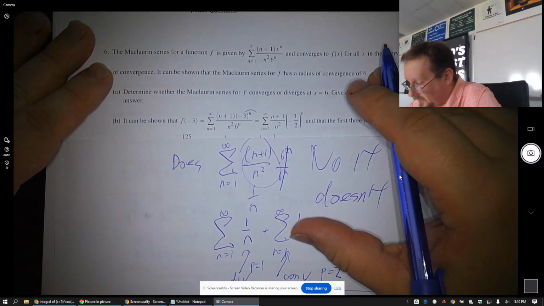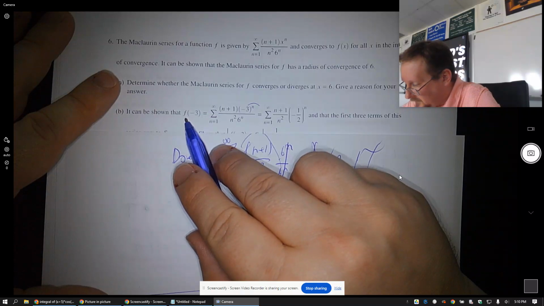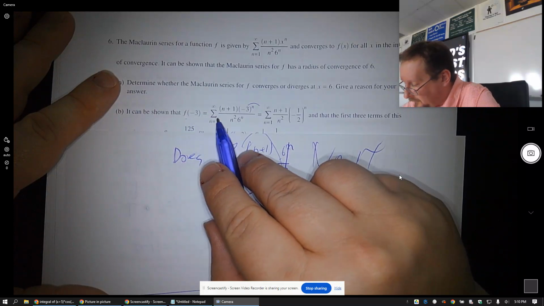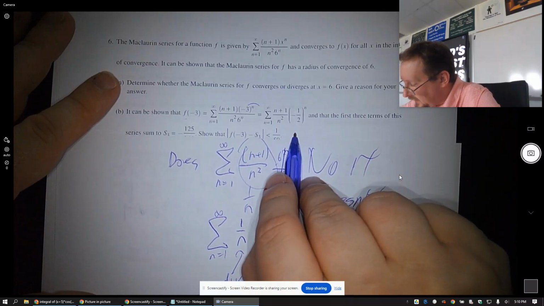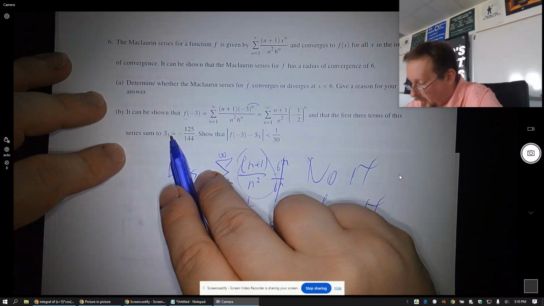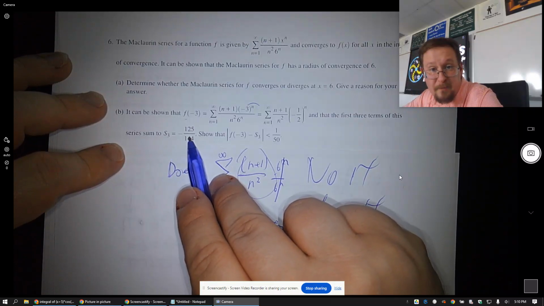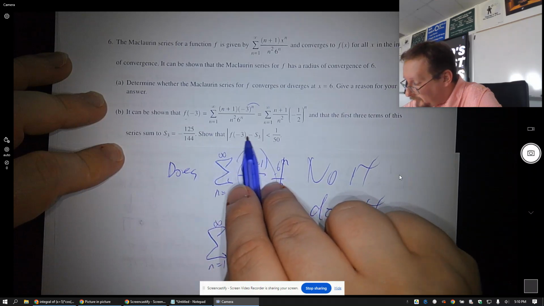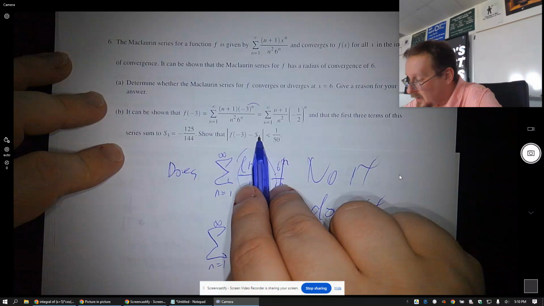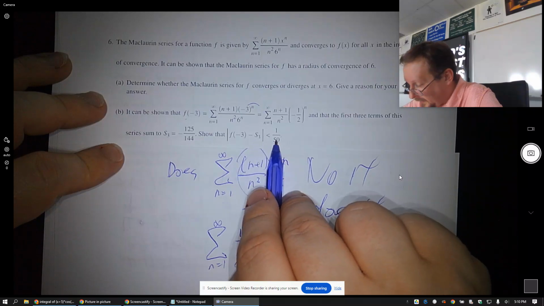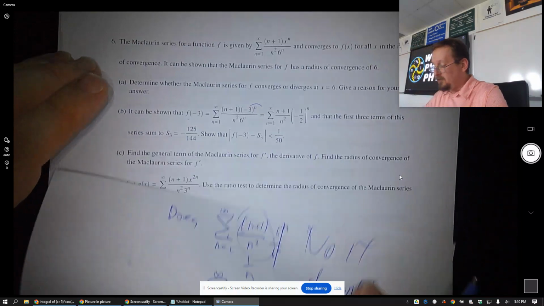It can be shown that f at negative 3 simplifies to this, and that the first 3 terms sum to that. Thank you for not making me do that. Show that the difference between the true value of the function and the sum out to 3 is less than 1/50. So here's how we're going to do that.